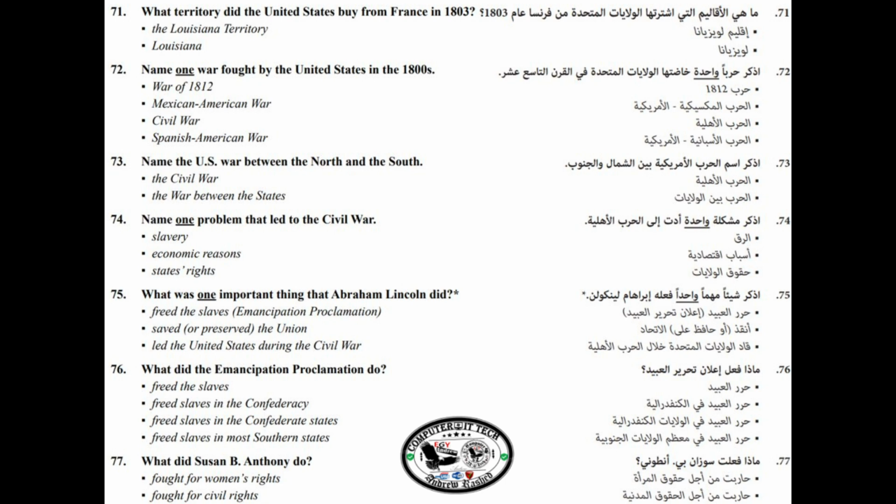What was one important thing that Abraham Lincoln did? Freed the slaves. Emancipation Proclamation. Saved or preserved the Union. Led the United States during the Civil War. What did the Emancipation Proclamation do? Freed the slaves. Freed slaves in the Confederacy. Freed slaves in the Confederate States. Freed slaves in most southern states. What did Susan B. Anthony do? Fought for women's rights. Fought for civil rights.